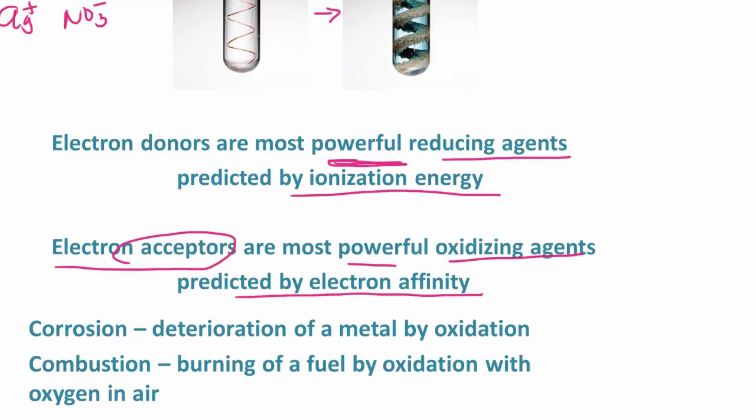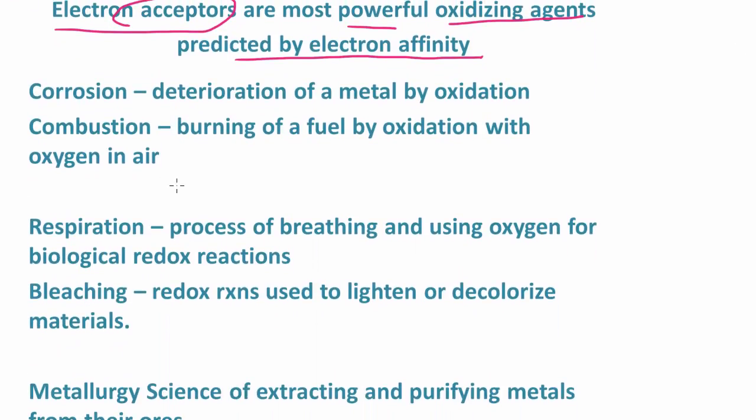Some applications of redox reactions, or oxidation-reduction, include corrosion. Think about the rusting of a car. When a car is exposed to the oxygen in the air, the iron metal becomes oxidized to rust. Combustion reactions are another example: when we burn propane to grill our food, we burn that propane by oxidation with oxygen from the air.